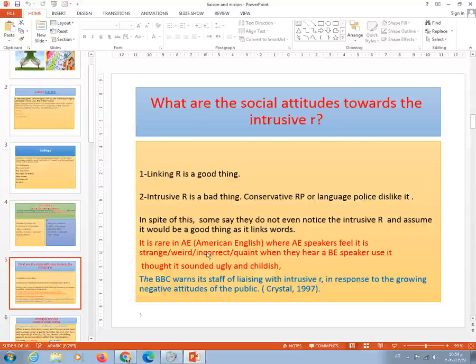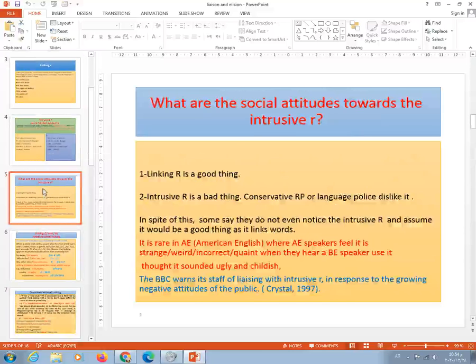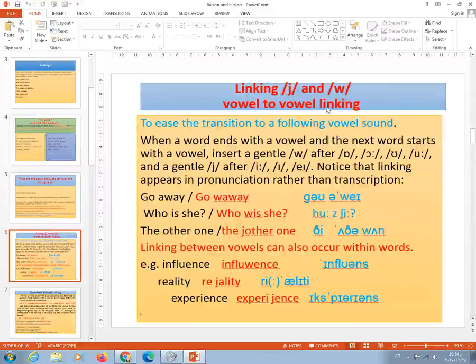Okay, and now let's move to another kind or another form of linking, this time by using a ya and a wa. Okay, this happens when we have a word ending with a vowel followed by another word starting with a vowel. So it's a vowel to vowel linking. Okay, and this is also used in order to ease the transition from a vowel to another.